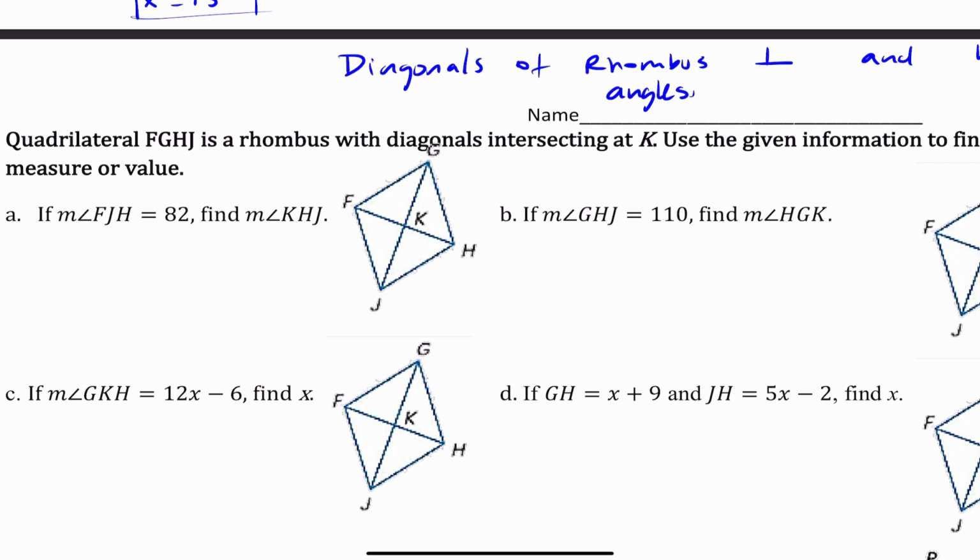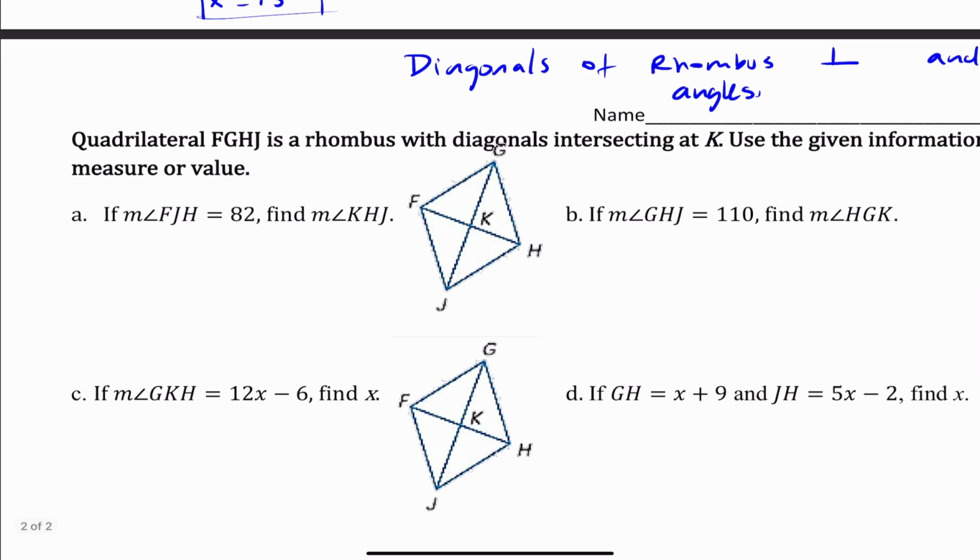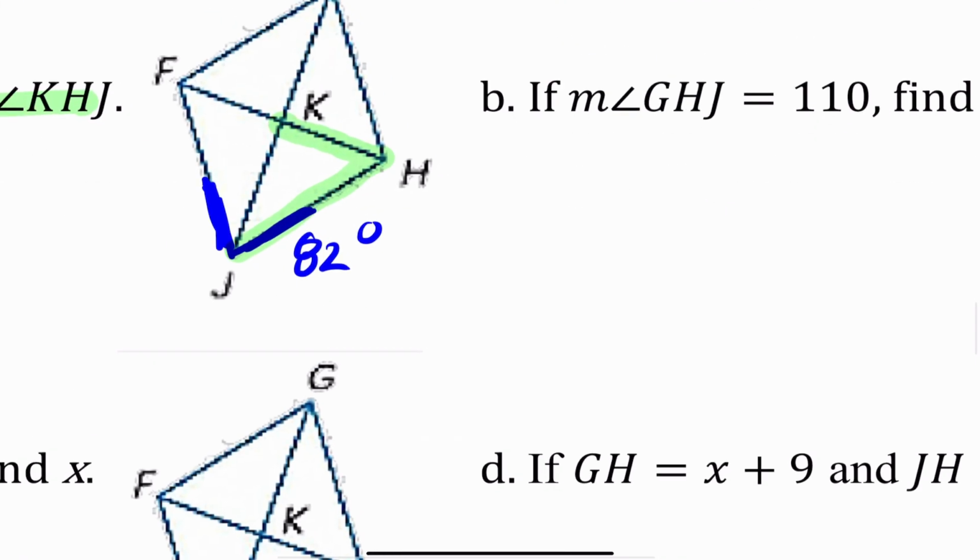Note that A, look at this. A is saying that if measure angle FJH is 82, so this angle here is 82 degrees. My goal here is to figure out what KHJ is. What is this angle I'm looking for in red? That's my goal. I'm trying to figure out what that is, okay?